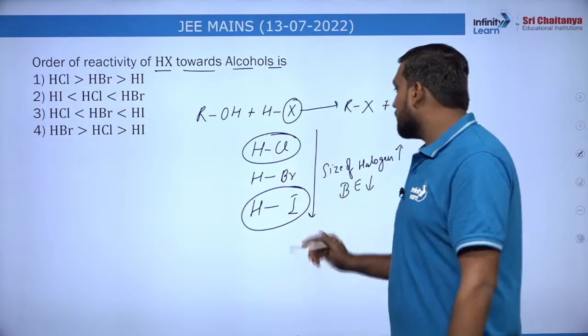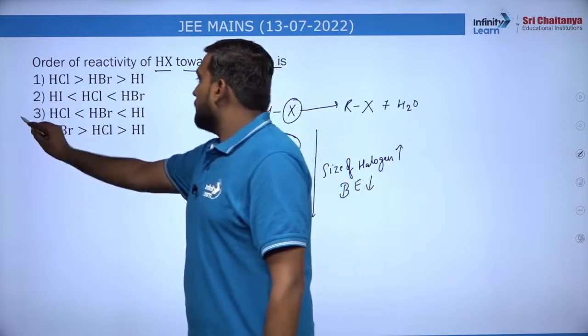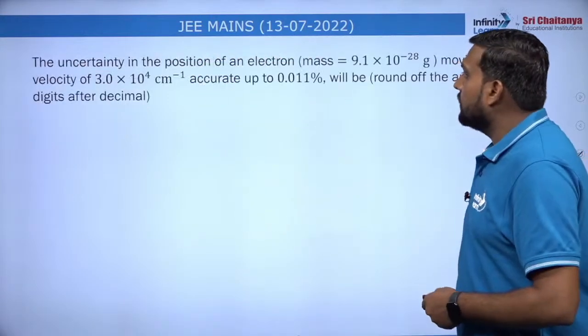Okay, that's why the correct answer will be this one, option number 3. HI has the maximum rate and HCl has the minimum rate. Okay, going to the next question.